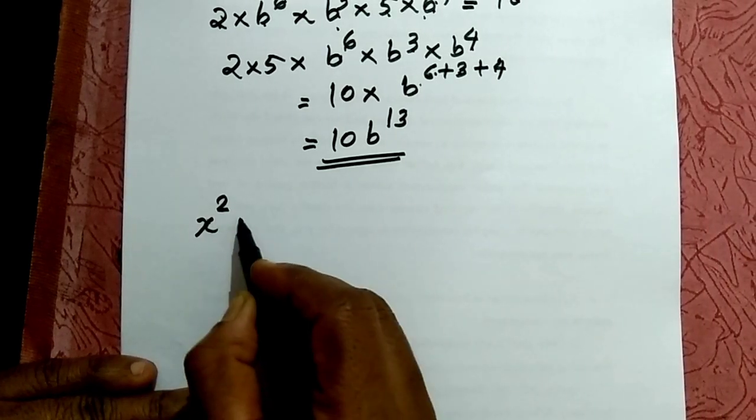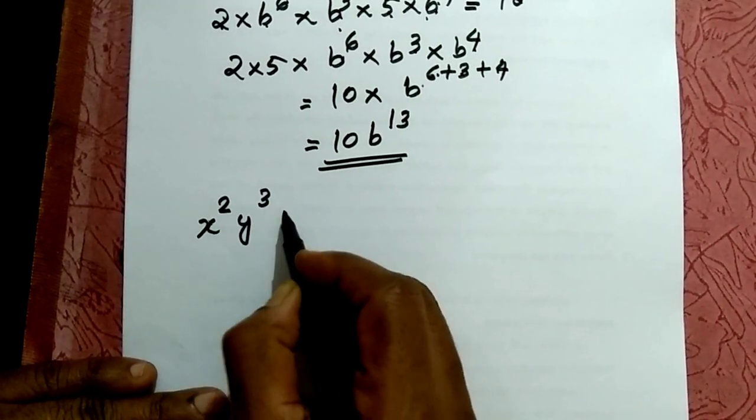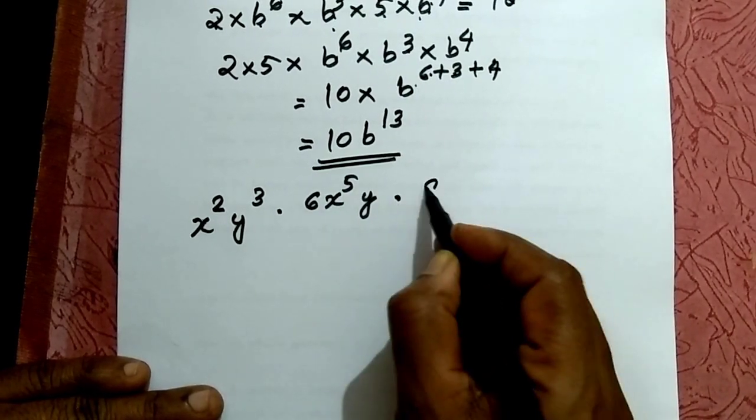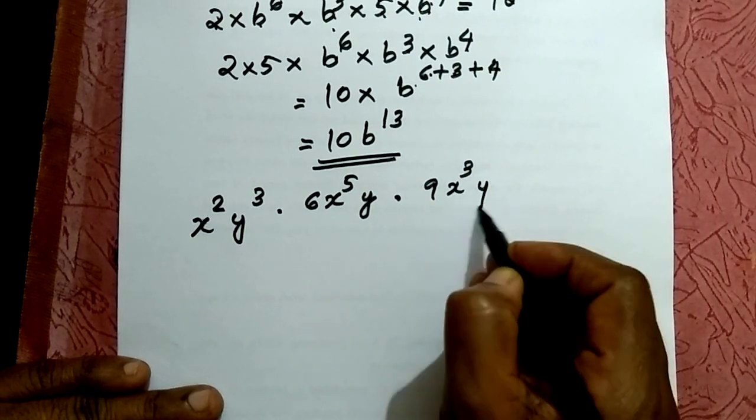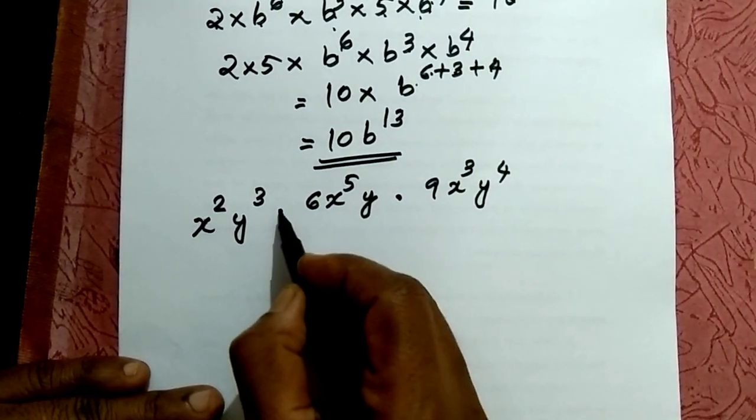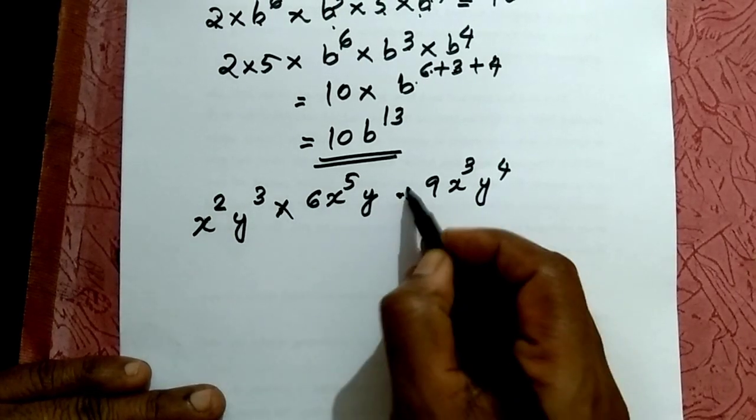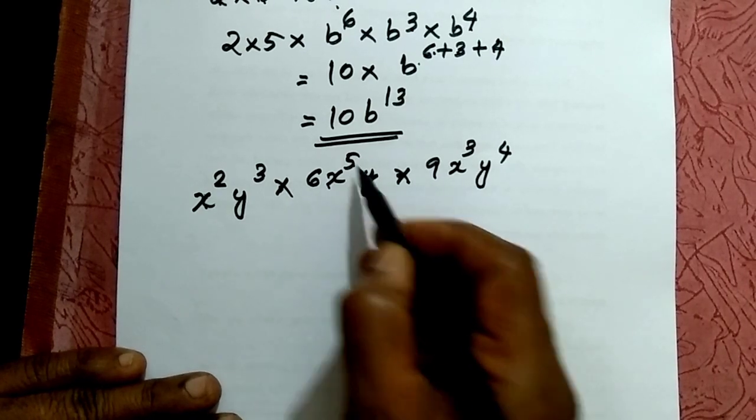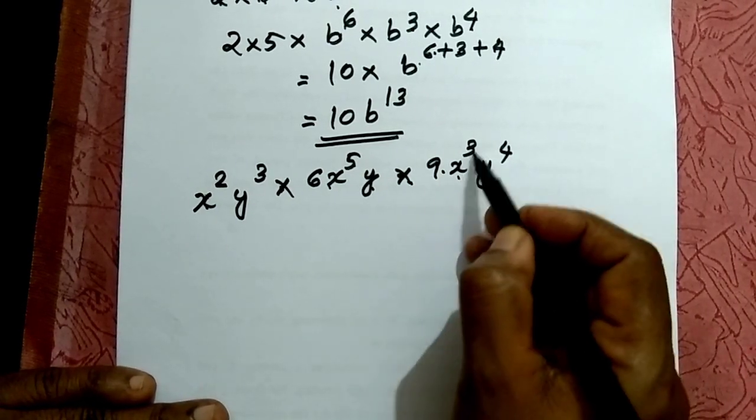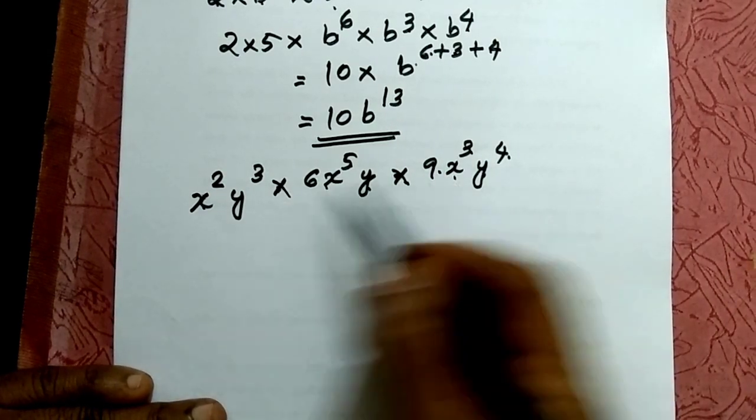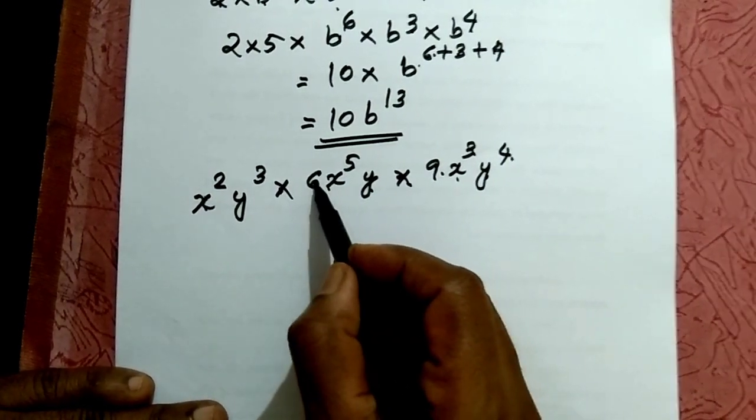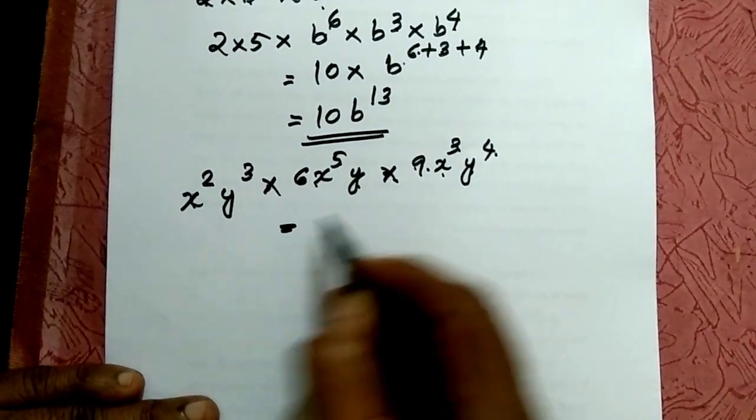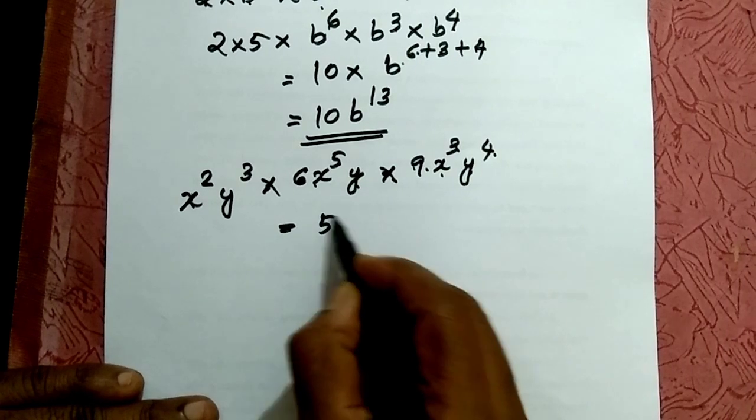x raised to 2 y raised to 3 into 6 x raised to 5 y into 9 x raised to 3 y raised to 4. Here also two constants are there, here 6 and 9. So 6 into 9 you can straight away multiply. So 6 into 9 is equal to 54.